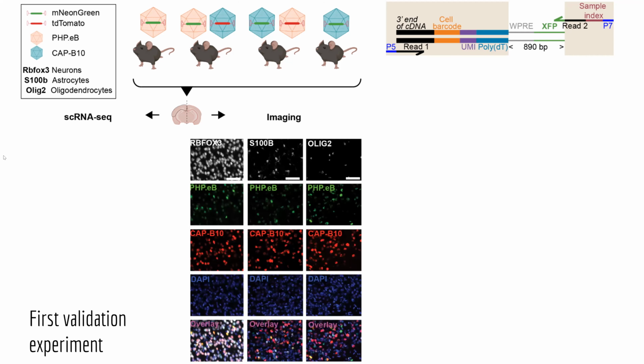And we got our imaging results back, and it was great. We could see what percentage of cells were transduced by the 2 different variants, and the patterns matched what we had seen before. These 2 were known variants, PHP.eB and CAP-B10.